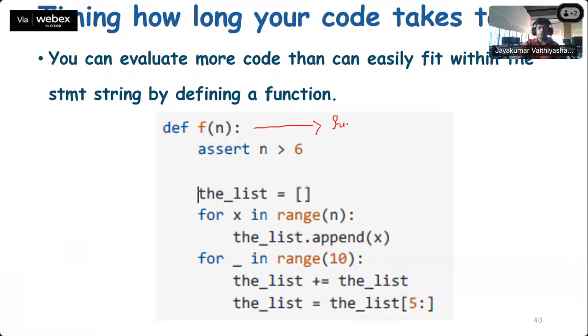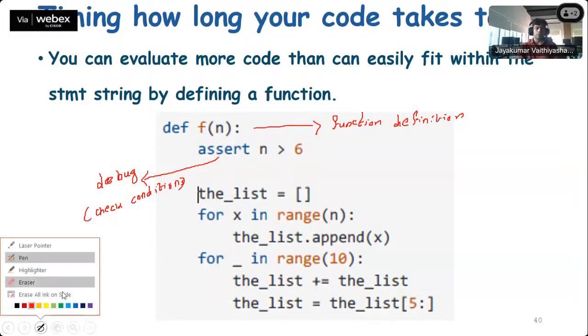This is your function definition. Okay. Next, we are using the assert keyword. This is used to debug. It is used to check conditions before running your code. Okay. So what is the given condition? Assert n should be greater than 6. Otherwise, it will throw an error and identify some mishappening in your code. So it will alert you. Right. So you can put a condition like this.